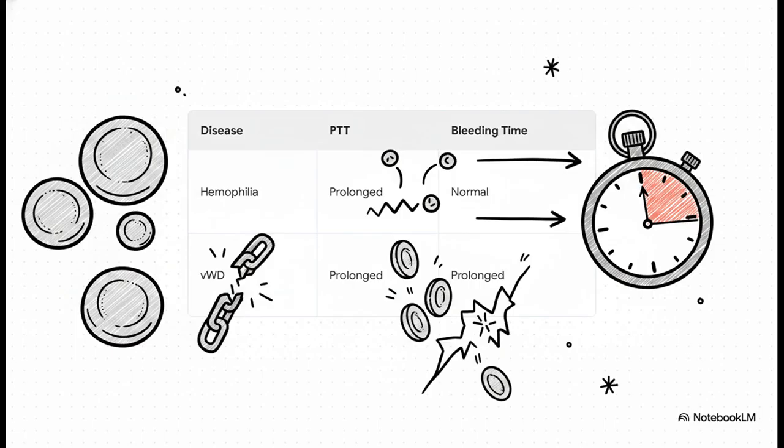But direct your attention to the bleeding time. The bleeding time is the ultimate tipping point. Hemophilia has a totally normal bleeding time because the platelets themselves function perfectly fine. Von Willebrand disease, however, has an elevated bleeding time because that absolutely crucial platelet adhesion step is defective.